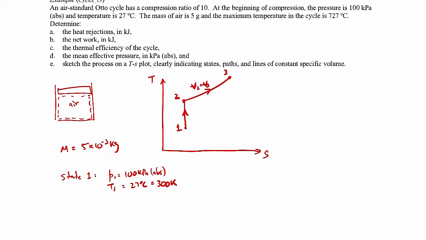This is called an isochoric line. It's a line of constant specific volume. That's where the heat addition is coming in from 2 to 3. From 3 to 4, that's an isentropic expansion. That's the power stroke. And then from 4 to 1, that's a constant volume heat removal. So that's what our Otto cycle looks like.